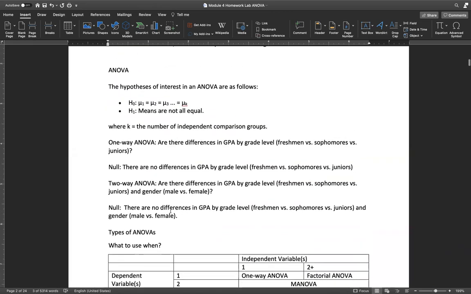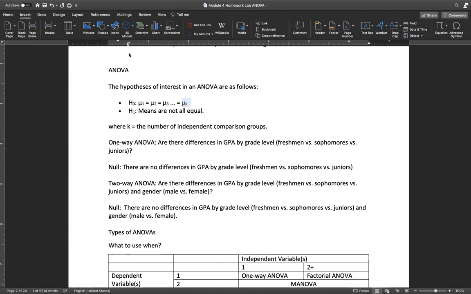Now, our hypotheses within ANOVAs are that each of the 3 groups do not equal, that the means are not equal is our alternative. K in this situation, where you see this K, that's the number of independent comparison groups. So here I have some examples of some nulls and questions. One-way ANOVA is, are there differences in GPA by grade level, freshmen, sophomore, juniors? And the null for that would be, there are no differences in GPA by grade level, listing those grade levels.